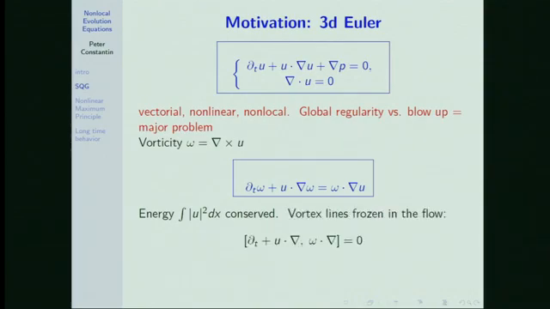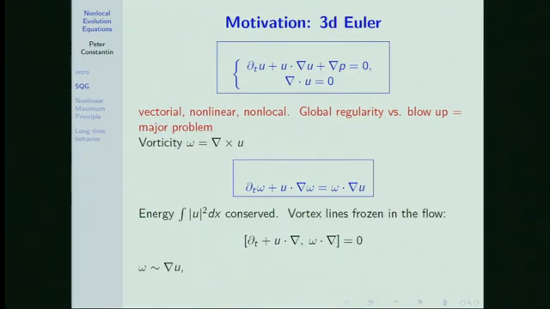Conservation of energy, but the vortex lines, which are the lines tangent to this vector field omega, are carried by the flow, and that is written as a commutation between the advection derivative, the material derivative, and the derivative along the vortex line. These 2 operations commute. So if you are a vortex line initially and you move it, transport it, you are a vortex line again.